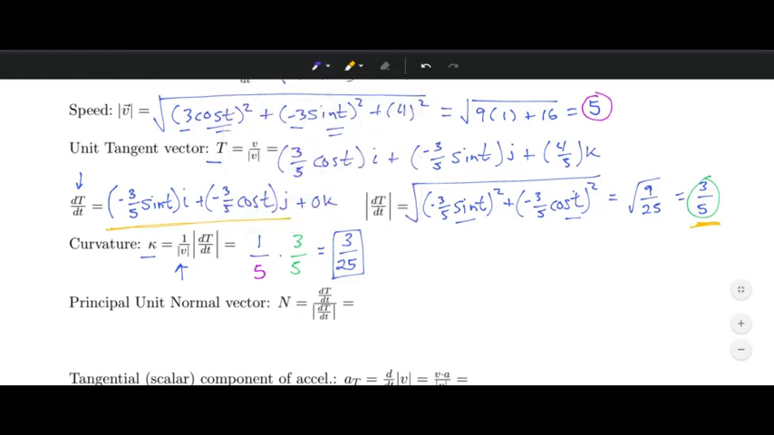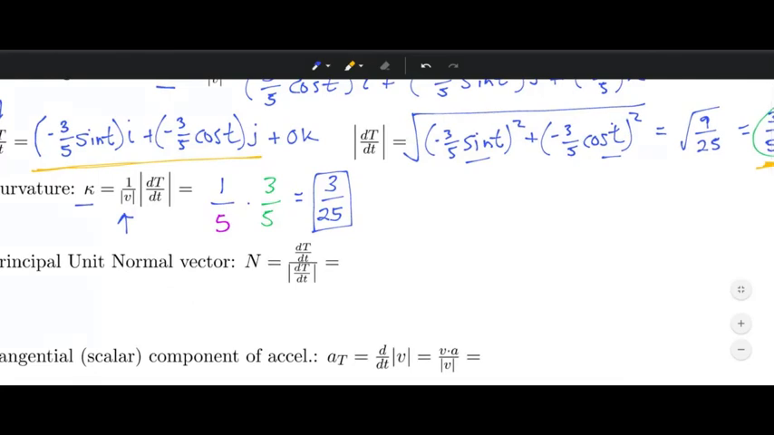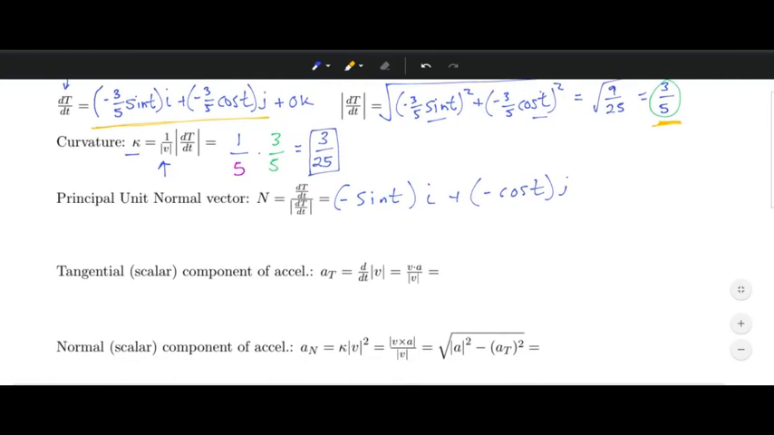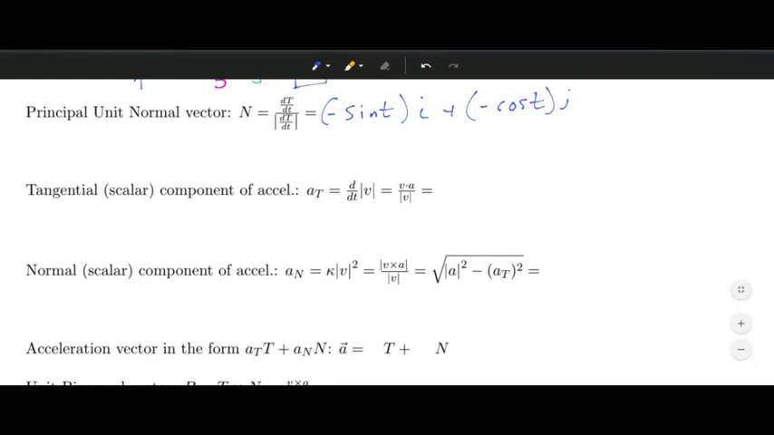So we just divide out the 3/5 right here. We're going to end up with negative sine t for i, plus negative cosine t for j. And then there was a 0, so that's just plus 0k. So that is N. Next, we're going to move to the components of acceleration.